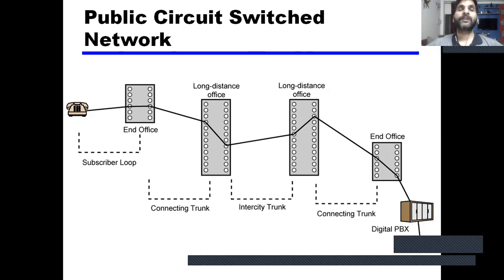Now, public circuit switch networks are connected like this. Suppose a telephone, end office, long distance office, and connection to a digital PBX box. And this is the structure of the circuit switch network.